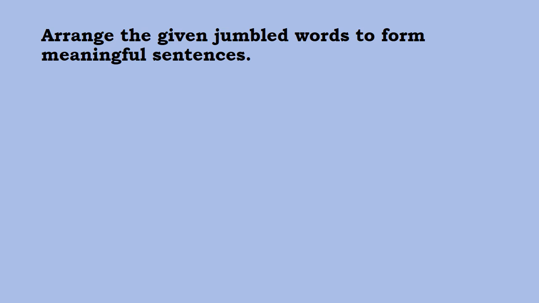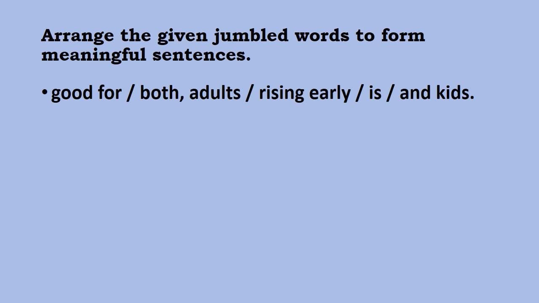Now, I am giving you a few jumbled words, and you have to arrange them to form meaningful sentences like every time. This is an exercise page, but here all sentences are not given at a go. I will be solving each sentence. The first one is: good for both adults rising early is and kids.